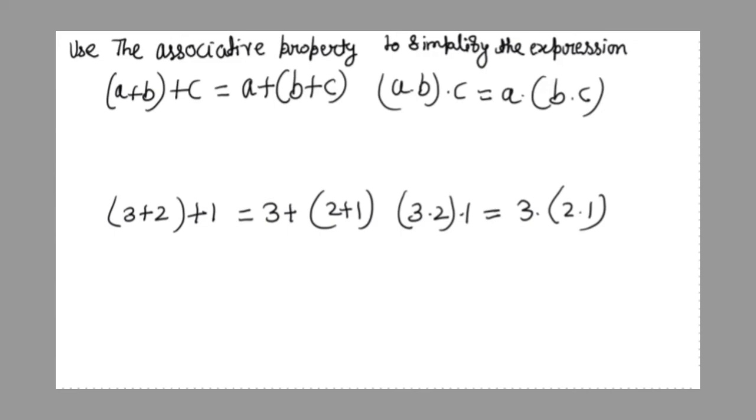In this video we're talking about one of the fundamental properties of algebra, which is called the associative property. The associative property works for addition and multiplication, and it tells us we can group things together in whichever order we want, and we're still going to get the correct answer.